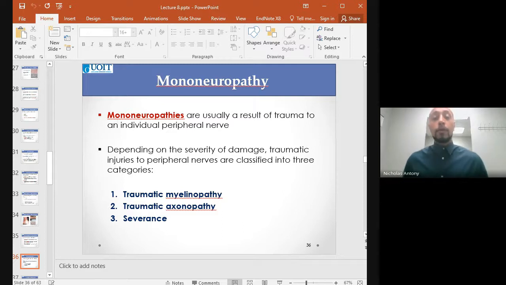But let's talk about mononeuropathies now. Mononeuropathies are when you have one peripheral nerve injured. Now, these are typical of our neuropathies that people are presenting with, like nerve compression issues. They're graded on severity, and they're ranked from traumatic myelopathy, or affecting just the myelin, traumatic axonopathy, or enough to affect the axons, and then the last one, severance, is when the nerve is cut.